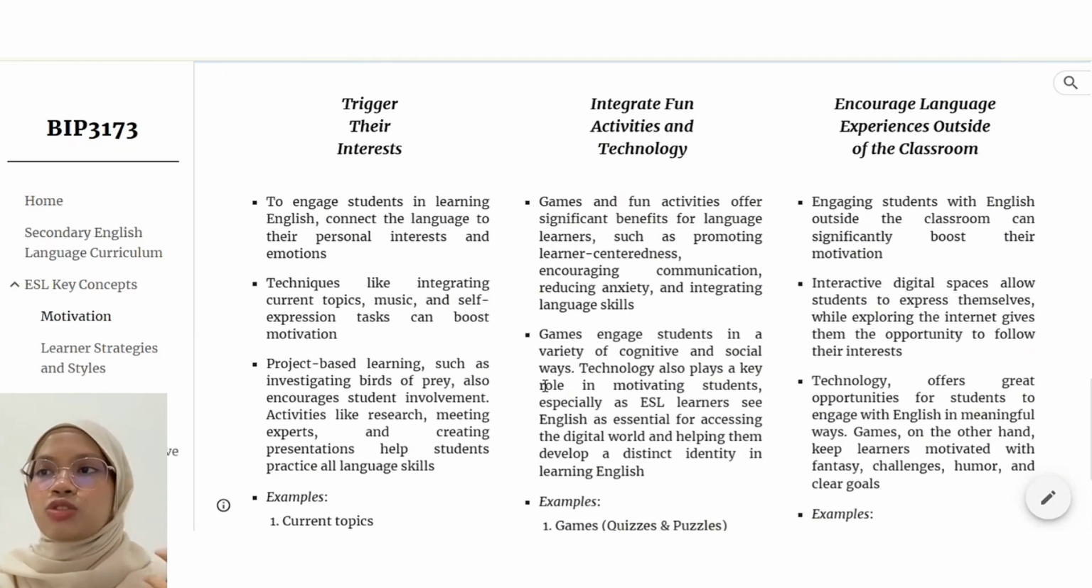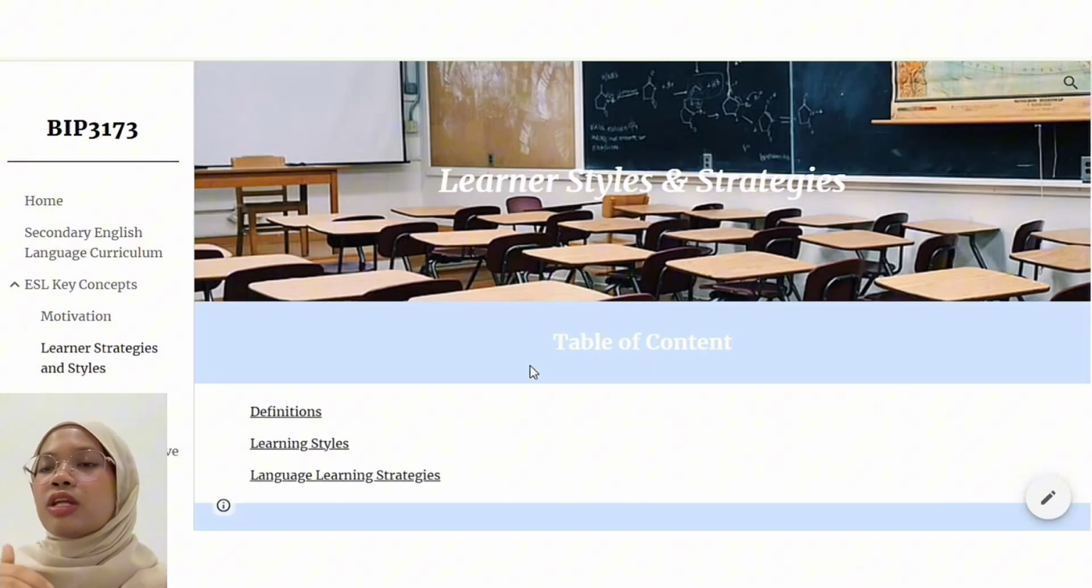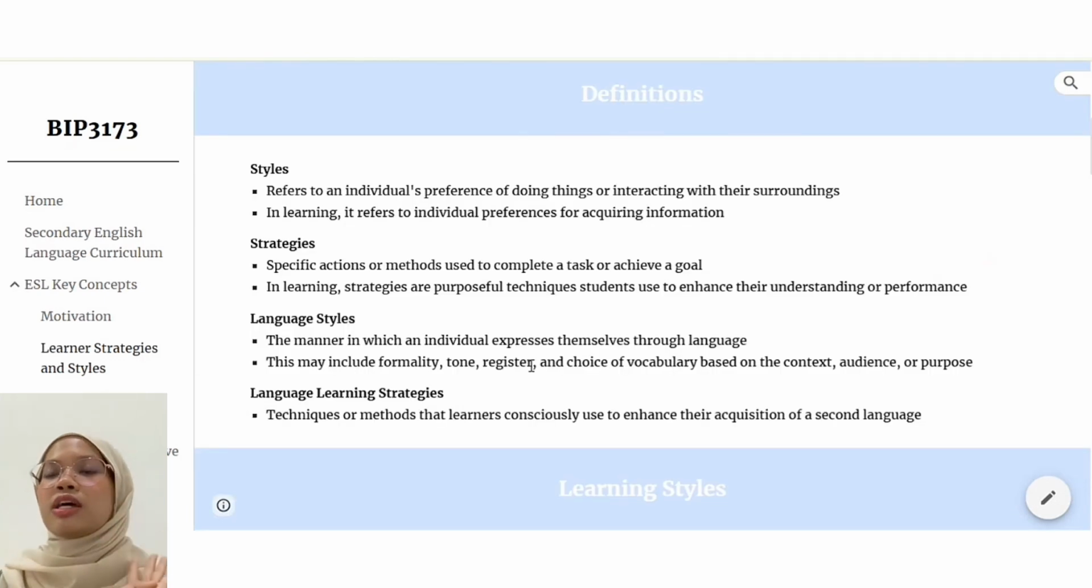By engaging students with English outside the classroom can significantly boost their motivation. For learning styles and strategies, I have divided into three main categories, which is definitions, learning styles, and language learning strategies. We'll be discussing four definitions, firstly styles, which refers to an individual's preference of doing things or interacting with their surroundings, and specifically in learning, it refers to an individual's preferences for acquiring information.